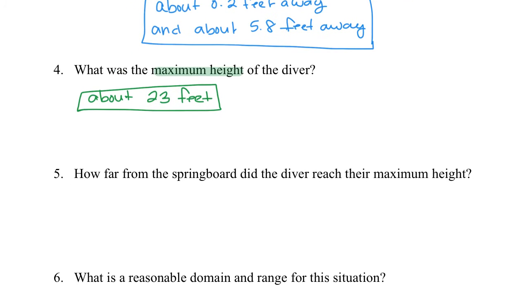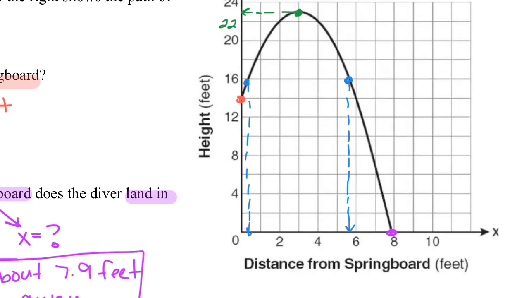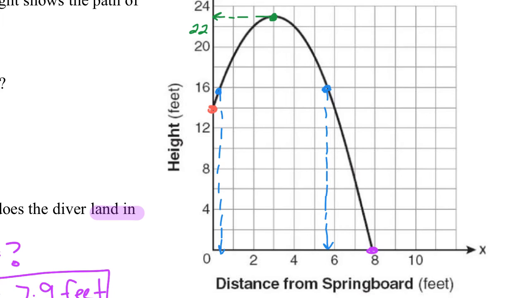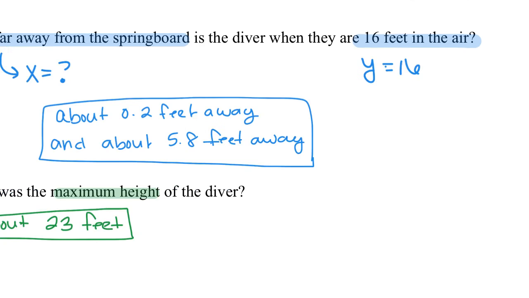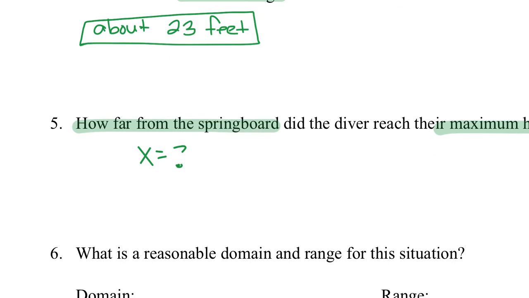Now, number 5, how far from the springboard did the diver reach their maximum height? So same point, I'm still talking about a max, but now I want how far from the springboard. So now I want my x. So let's go back to our graph. Maximum height was 23, and he hit that maximum height when he was about 3 feet from the springboard. So about 3 feet from the springboard.